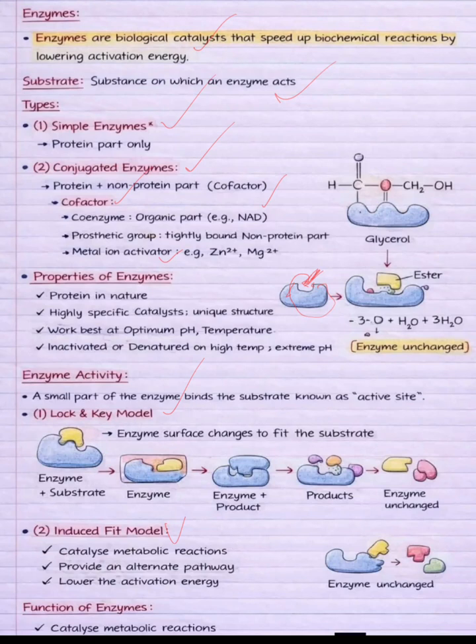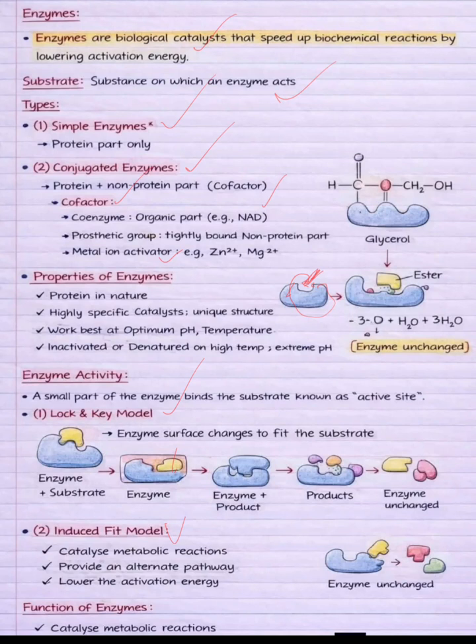According to the lock and key model, the active site of the enzyme has a fixed shape. Only the correct substrate can fit into the active site, like a key fits into its matching lock. The enzyme forms an enzyme-substrate complex, converts the substrate into products and finally releases the products. The enzyme remains unchanged and can be used again. Here, this is the active site where the substrate fits.